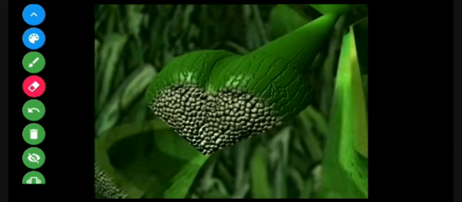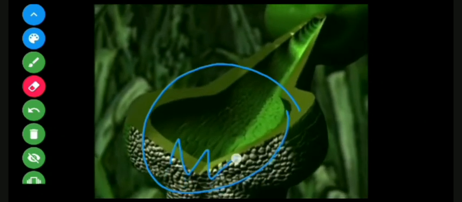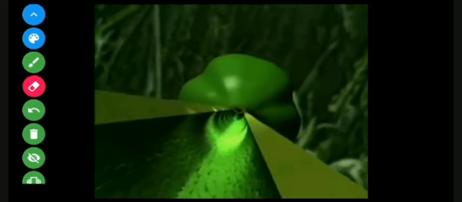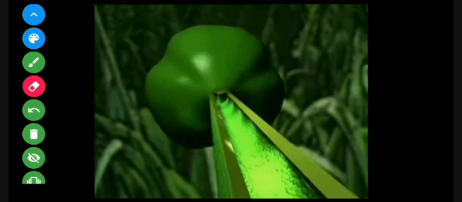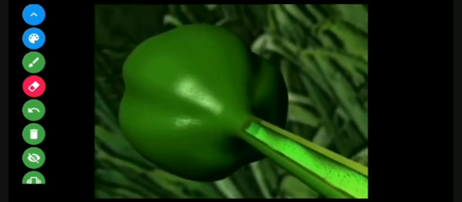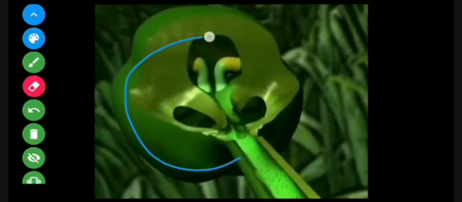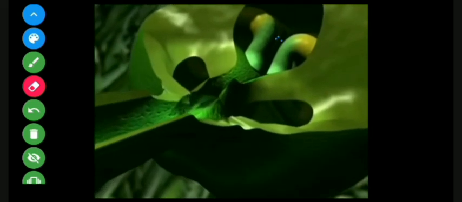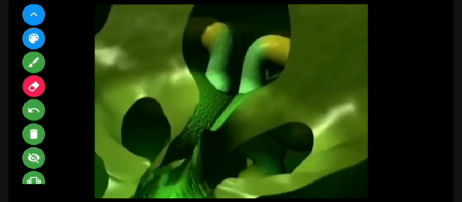You can see here the rough stigma. The rough nature of the stigma will help the pollen to easily entangle on its surface, and this is the open hollow channel of the style, so that the pollen tube can enter and reach the ovarian chamber. Now you can see inside the chamber there are ovules.